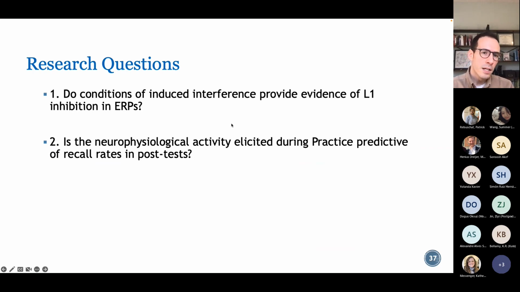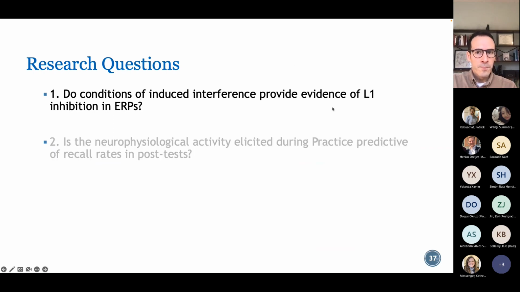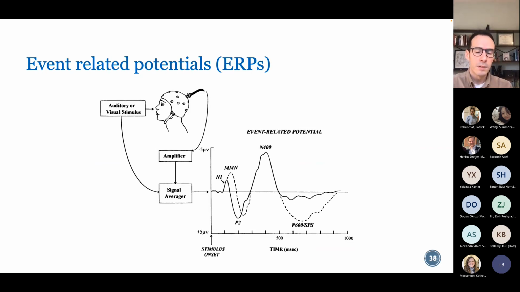The first one is, do the conditions that induced interference actually provide any evidence of enhanced L1 inhibition in ERPs? And if that's the case, is that evidence of inhibition predictive of recall rates and behavior in the post-test that we administered? So essentially, this study is building off the first one, and the methods that I will describe briefly are pretty much the same, but the main difference is that we also used ERPs while conducting this study.